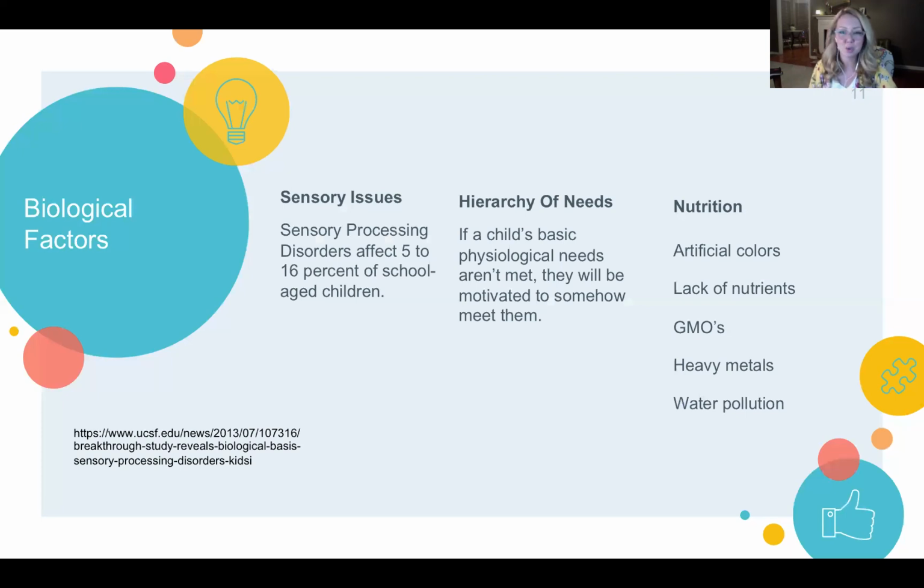Another factor might be nutrition, artificial colors. There are 15 million tons of artificial colors dumped into the U.S. food supply each year. 15 million. And so we've noticed a pattern with my son, who is typically developed. He's at the top of his class. He aims to please. He's a good helper.